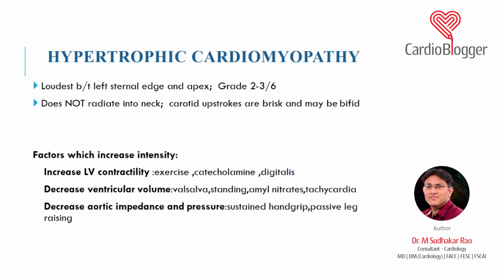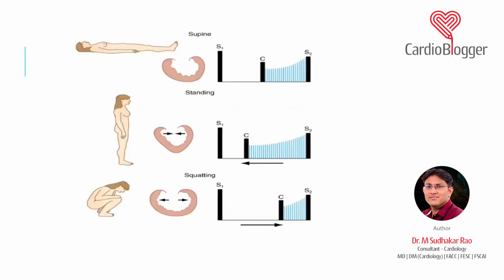Now, what decreases the murmur of hypertrophic cardiomyopathy is something like squatting. In squatting, the SVR increases, increased blood flow goes to the LV, and the LV cavity size increases. When the LV cavity size increases, the dynamic LVOTO decreases, and that is why you get decreased intensity of the murmur. So anything which increases the LV cavity size will decrease the intensity of a hypertrophic cardiomyopathy murmur. So these are the dynamic auscultation maneuvers which differentiate MR, AS and hypertrophic cardiomyopathy.